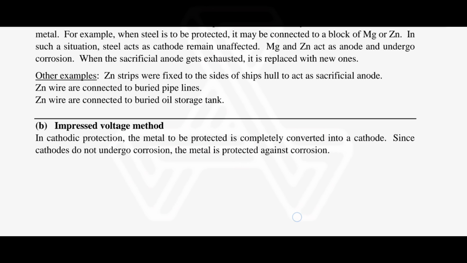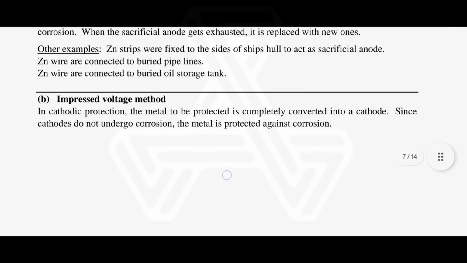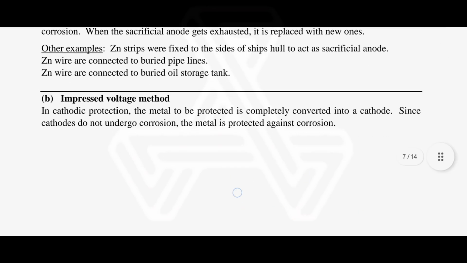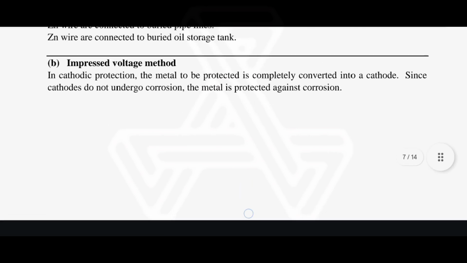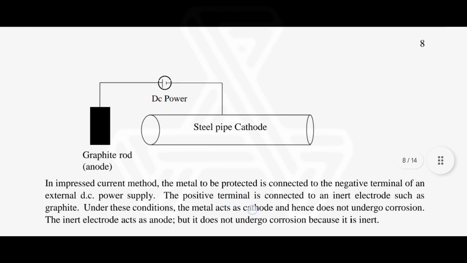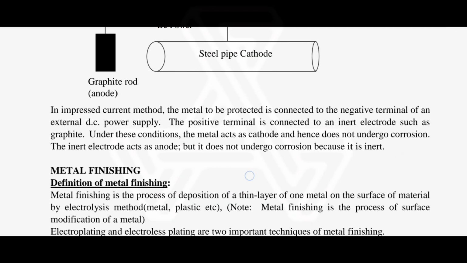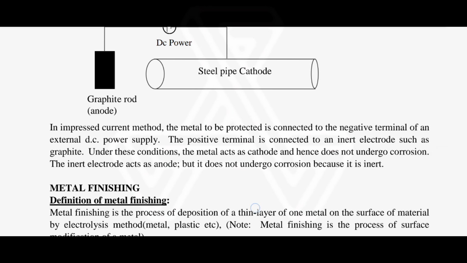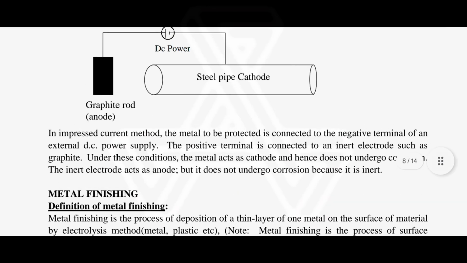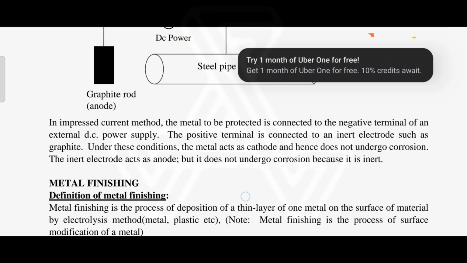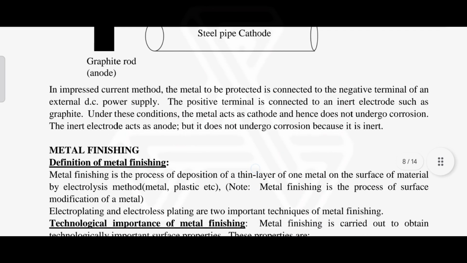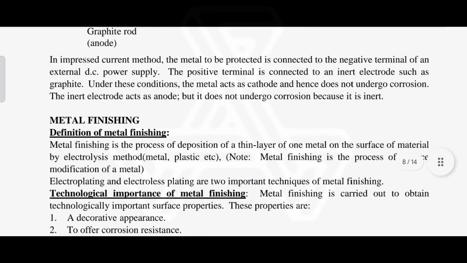Impressed current method. In cathodic protection, the metal to be protected is completely converted into a cathode. Since a cathode does not undergo corrosion, the metal is protected against corrosion. Metal to be protected is connected to the negative terminal of an external DC power supply. The positive terminal is connected to an inert electrode, such as graphite. Under these conditions, the metal acts as cathode, hence does not undergo corrosion. The inert electrode acts as anode, but it does not undergo corrosion because it is inert.